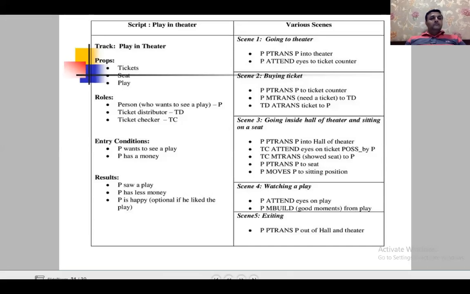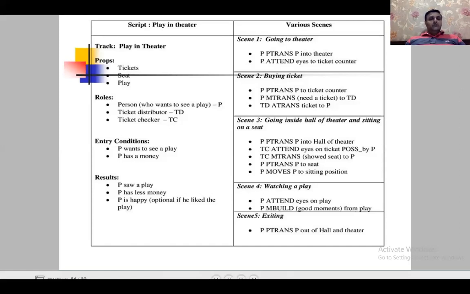Then there will be the entry condition. P wants to see a play. P means a person, and he has money. Result always comes at the last. So the result will be: P saw a play. Now he has less money because he has paid. That will be reduced. Now P is happy if he liked it.